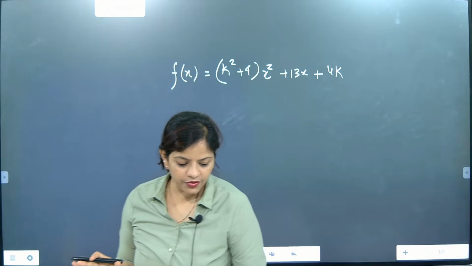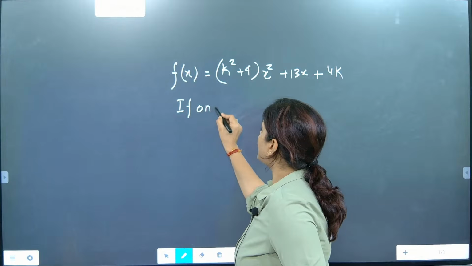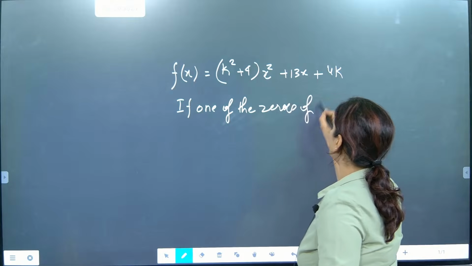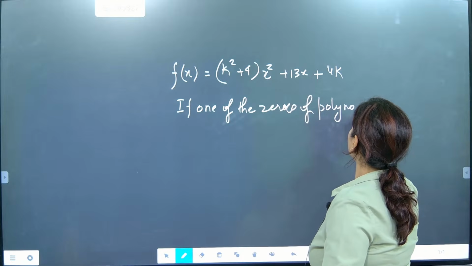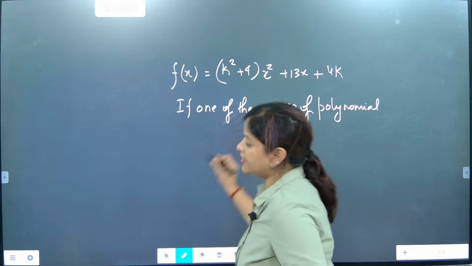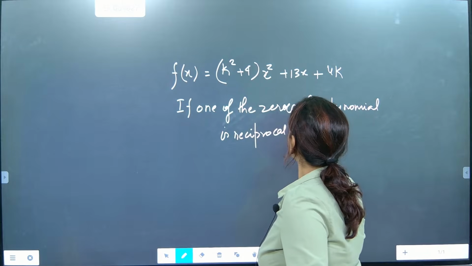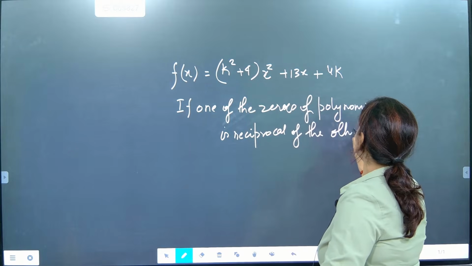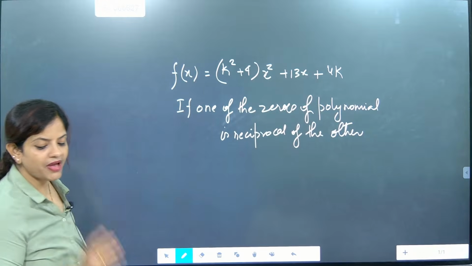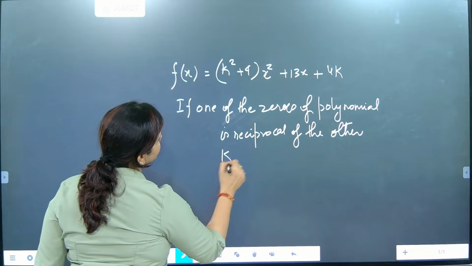The question given to you is, if one of the zeros of the polynomial is the reciprocal of the other, then you need to find the value of k. Understood? This is maximum MCQ only coming. Don't waste your time. So you need to find the value of k.